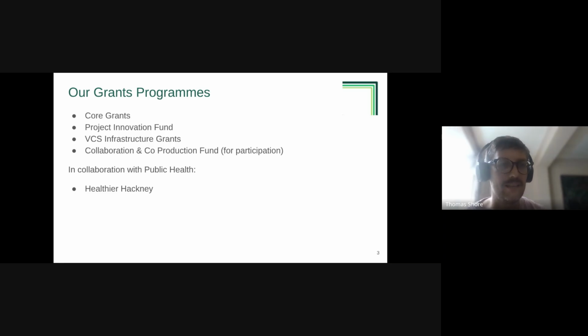It's basically just to compensate for people's time and make sure that everybody who wants to get involved with the programme is able to. We've also got the Healthier Hackney grants, which we're running in collaboration with Public Health. These are similar to Healthier Hackney grants, which have run over the last few years, with a few changes based on the learning from the past few years.